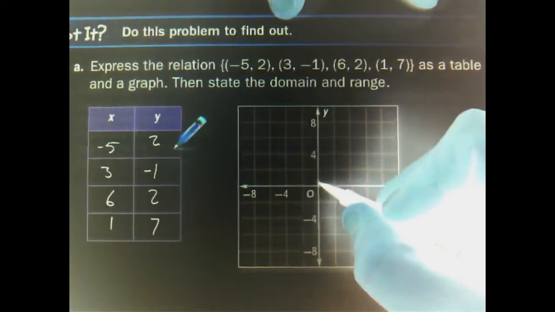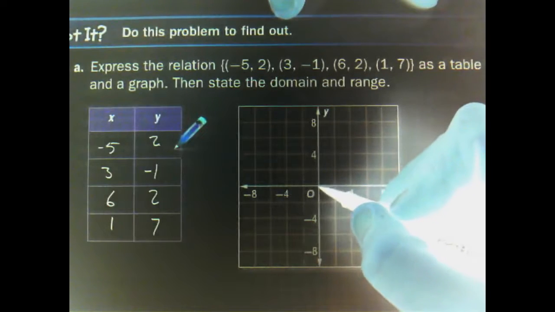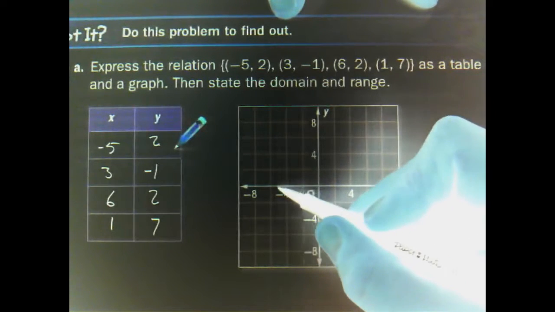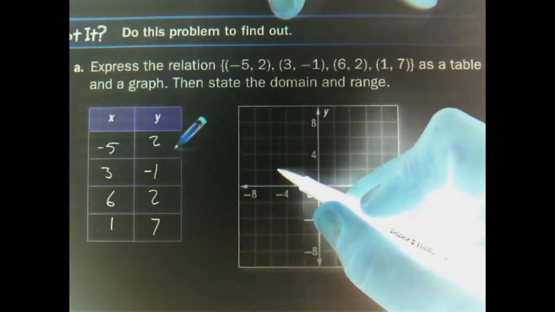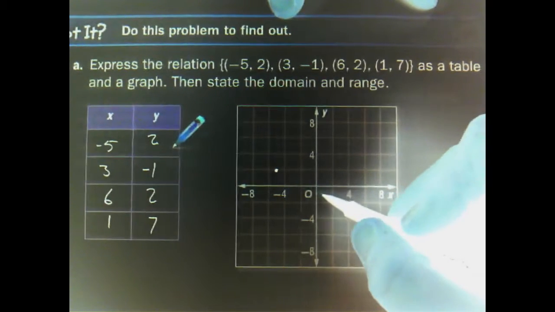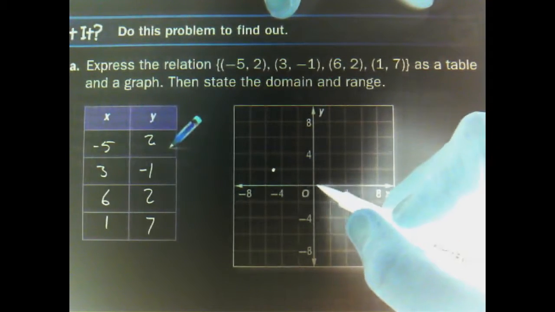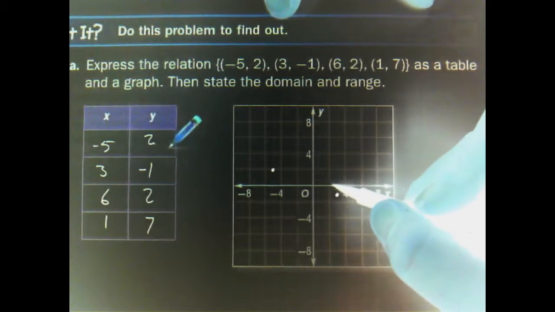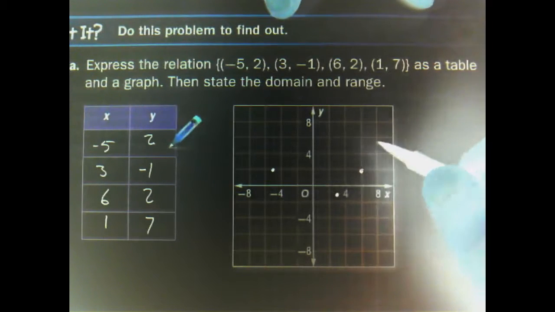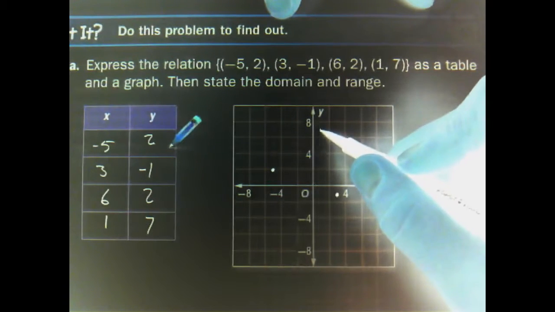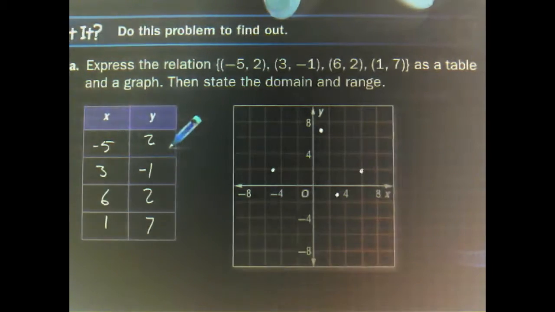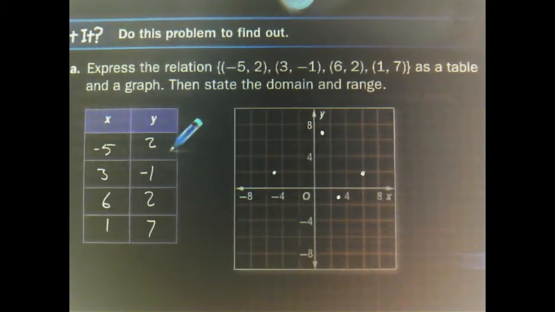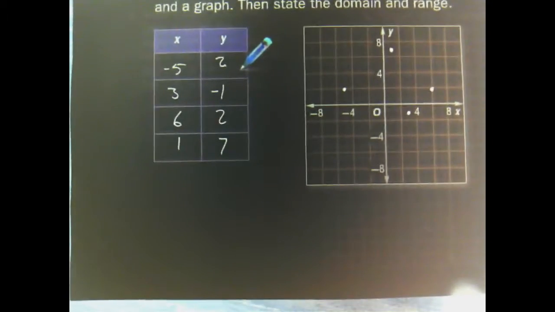So to put it on the graph, -5. Let's see, it looks like we're going by 2, so -5 would be there, +2 right there. 3, -1 right there. 6, 2, 2, 4, 6 up 2, and 1, 7 would be about right there. So there's our graph. Finally, it says state the domain and the range.